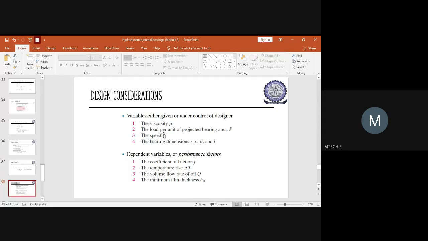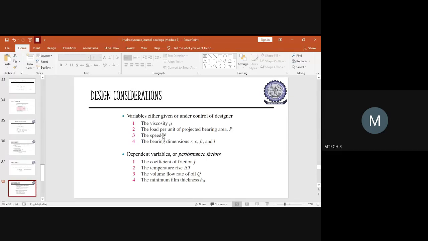Apart from that, what is the speed with which the journal will be rotating, right? So that also has to be clear enough, and the data has to be given. Apart from that, the bearing dimensions have to be known: the length of the bearing, the angle beta, the clearance value, and the radius of the shaft, right? So all these things have to be known. These are the variables which have to be directly given, or which are under the control of the designer.